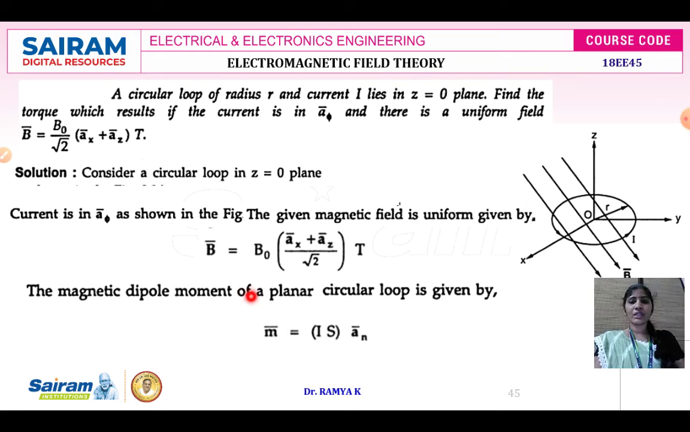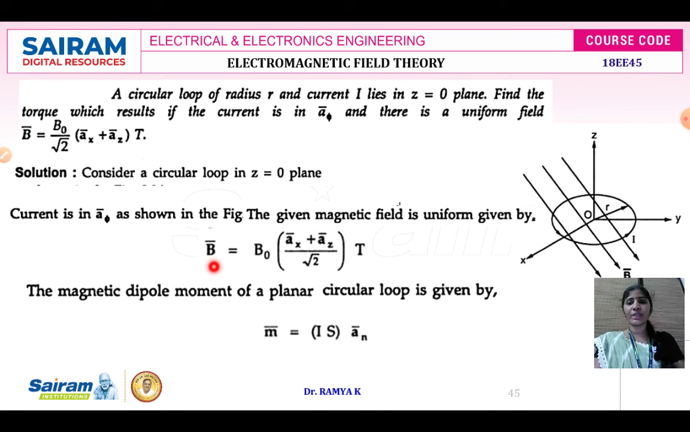Next problem: a circular loop of radius r and current I lies in the z equal to 0 plane. So you have a circular current loop lying in the z equal to 0 plane. It is nowhere connected with your z axis. We need to find the torque if the current is in the a phi direction and there is a uniform field. Here the rho, phi, z axes are given, so we need to analyze the problem using the cylindrical coordinate system. In this, the current is in the a phi direction as shown over here.